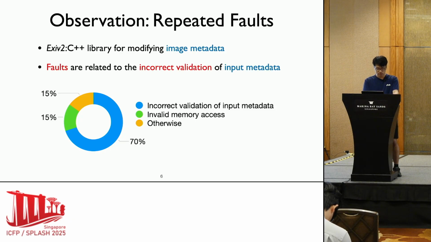To answer this question, we conducted an observation study on faults from real-world software projects. For example, Xzip2 is a utility library for reading, writing, and modifying image metadata. And we found that most faults in Xzip2 are due to the input image metadata being incorrectly validated. This makes sense since the key feature of the project itself is to handle image metadata.